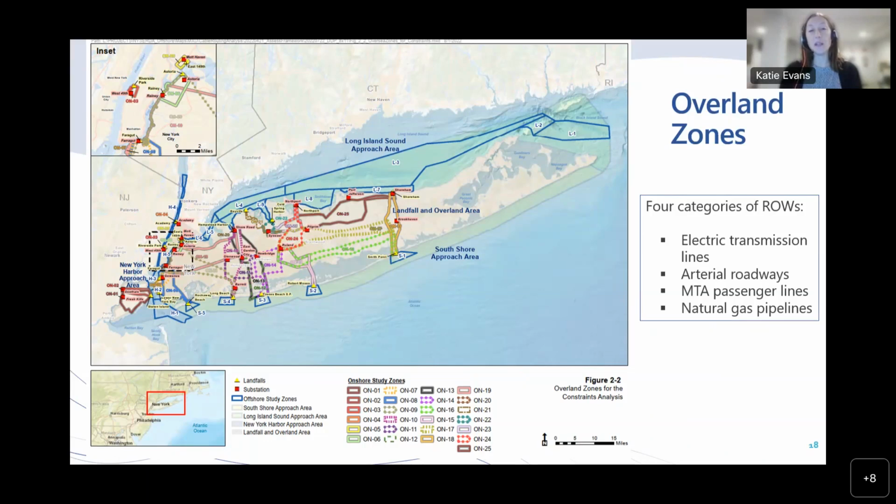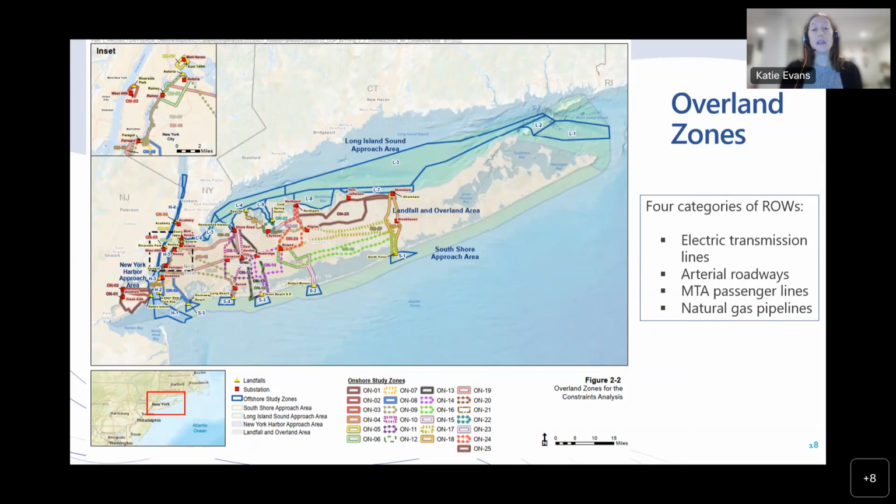Due to the extent of development and corresponding spatial limitations onshore, the analysis focused on maximizing the use of existing rights of way for potential cable co-location opportunities. We used 4 categories of rights of way: electric transmission, both above and underground existing lines, arterial roadways, Metropolitan Transportation Authority passenger lines, as well as natural gas pipelines. The report does acknowledge that other rights of way might also be suitable, for example, some of the defunct aqueducts that exist in and around New York City, but those were not considered as part of the assessment. And also to note that the analysis assumes the use or expansion of existing rights of way and not the creation of new rights of way.